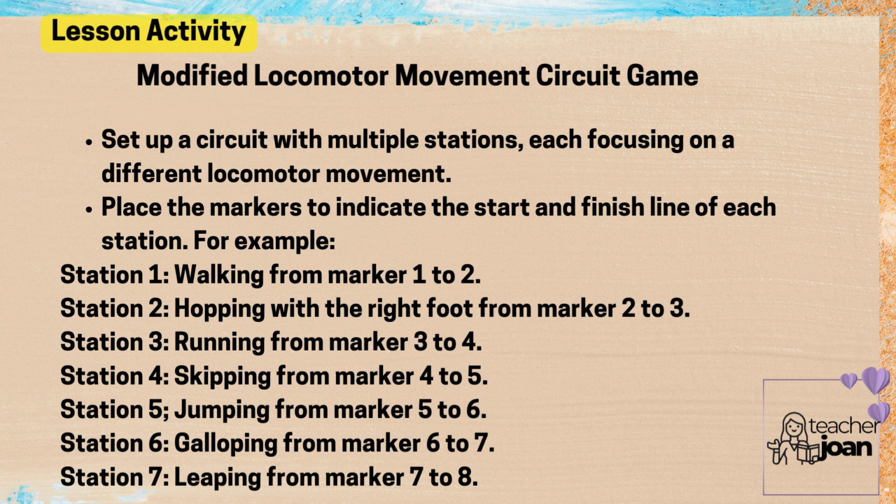For example, Station 1, walking from marker 1 to 2. Station 2, hopping with the right foot from marker 2 to 3. Station 3, running from marker 3 to 4. Station 4, skipping from marker 4 to 5. Station 5, jumping from marker 5 to 6. Station 6, galloping from marker 6 to 7. Station 7, leaping from marker 7 to 8.